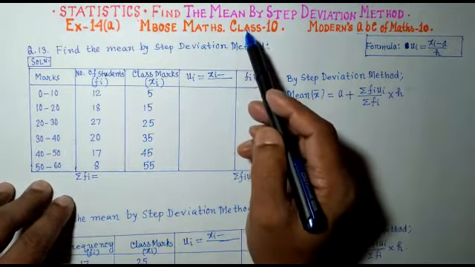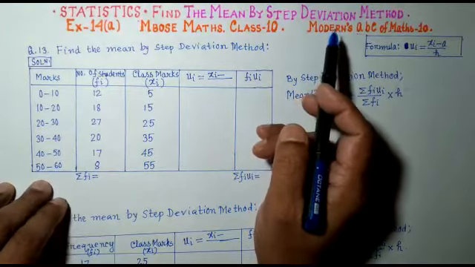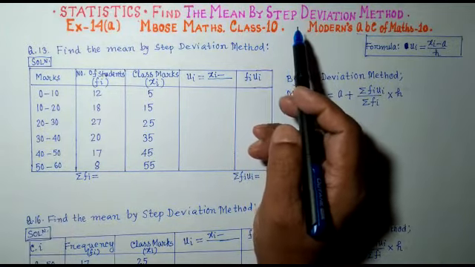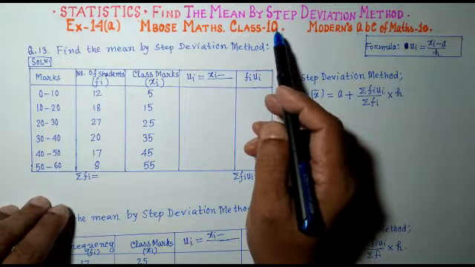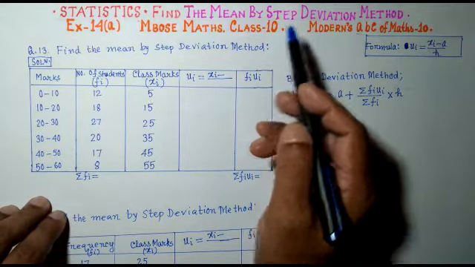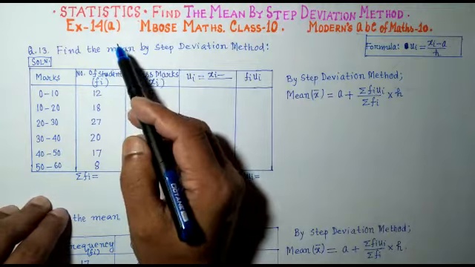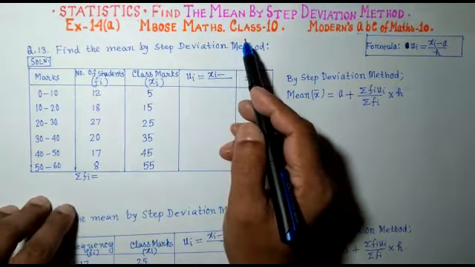Find the mean by the step deviation method. Before this, we have explained the direct method and the deviation method. So today is the third method. See Exercise 14A, Ambush Maths book, Class 10.